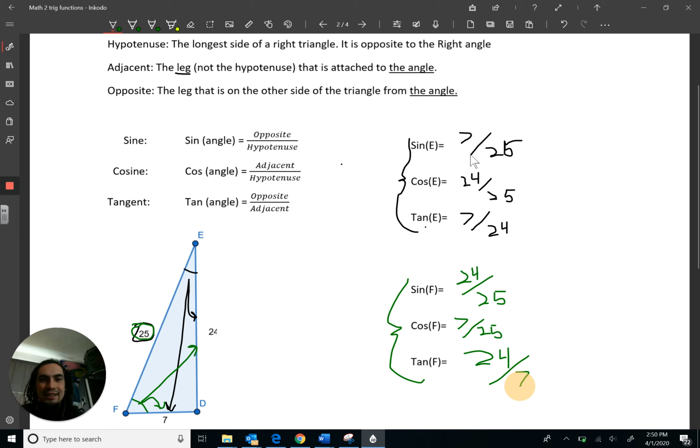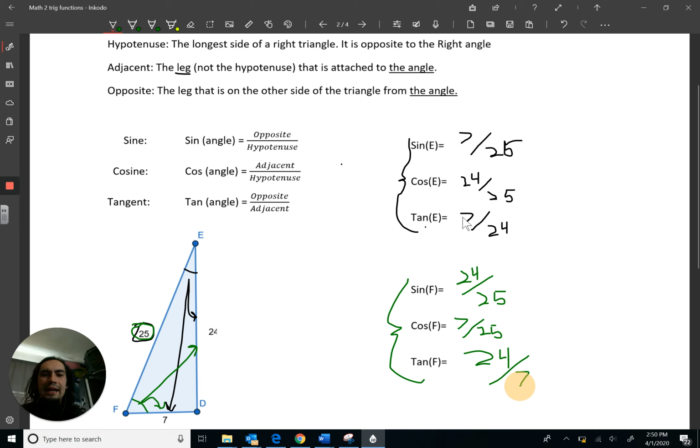Notice that sine of 7 over 25 also appears here, as cosine of F. So sine of one of them is cosine of the other one. Cosine here was 24 over 25, and 24 over 25 also appears right here. So cosine of E is the same as sine of F, and sine of E is the same as cosine of F.